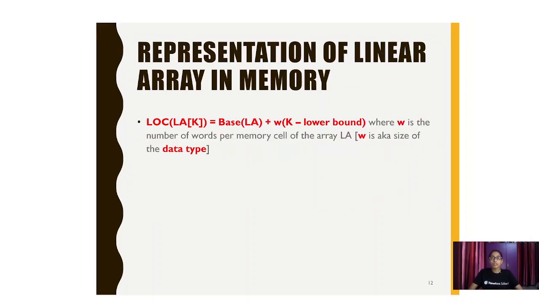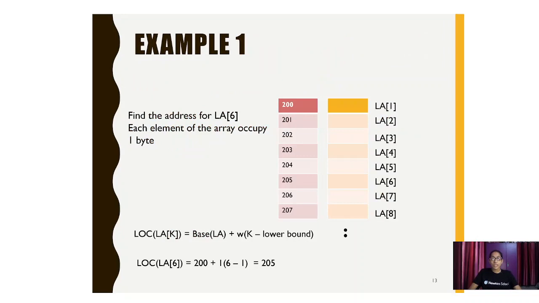Now, how do you represent the linear array in memory? It is LOC(LA[K]) = Base(LA) + w(K minus lower bound), where w is the number of words per memory cell. Just remember one thing: when various kinds of data structures are defined, it actually makes things easier, but you have to remember that some details will be lost. So here is an example where you have to present the address of each element.